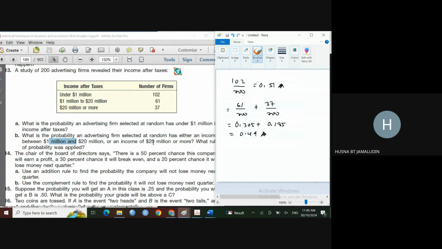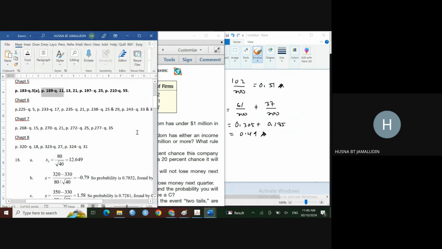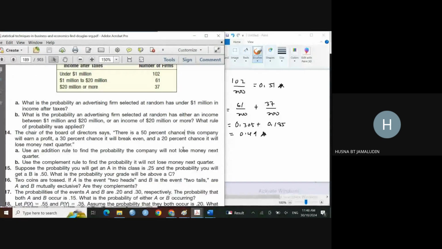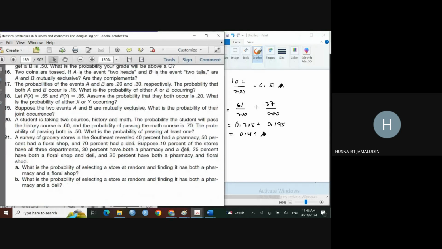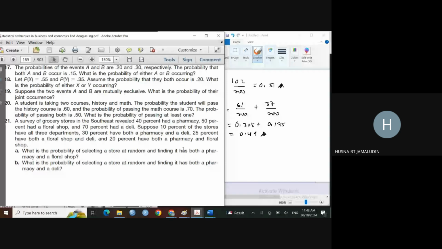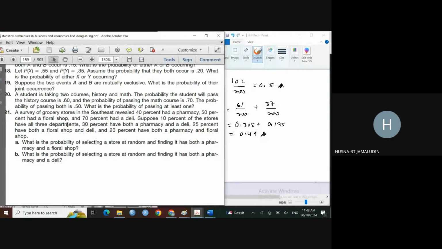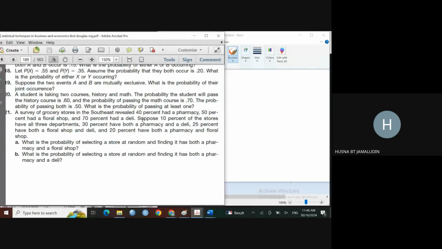Yes. So it's done. Basically, you have answered 13A and B. Now let's move to the next question. 13 is done. 21 should be on the same page number, the last part of 21. I think I have to open a new page. Okay, let's read this question.